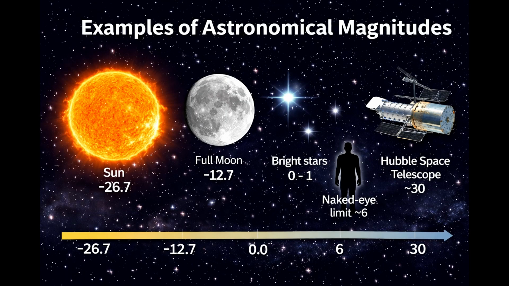To put magnitudes into context, the Sun has an apparent magnitude of about -26, making it extraordinarily bright. The full moon is around -12. Bright stars such as Vega are near zero magnitude. Under dark skies, most people can see stars down to about magnitude 6 with the naked eye. Large space telescopes like Hubble can detect objects approaching magnitude 30, far beyond what ground-based amateur systems can reach.